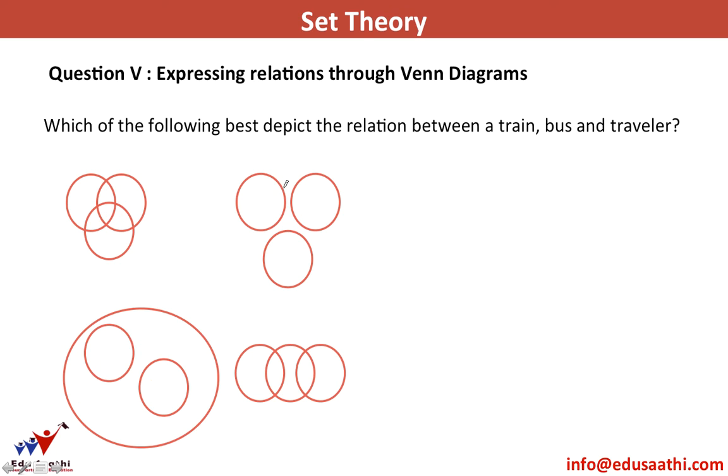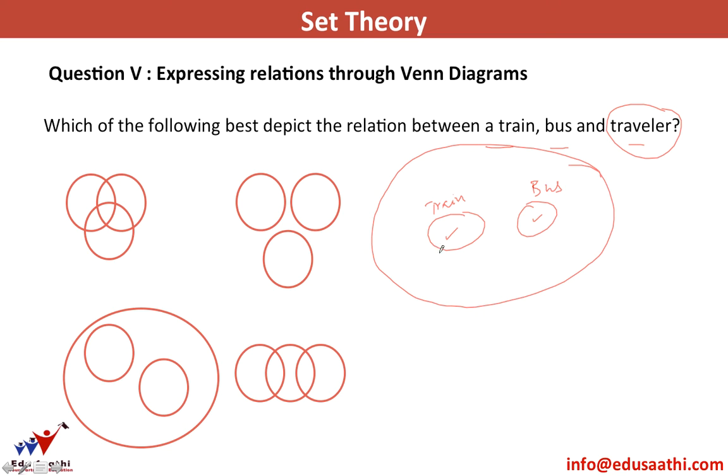Let's try the last question for this video lecture. Which one of the following best depicts the relation between a train, bus and a traveler? Now, train and bus are definitely two different things. A train cannot be a bus and a bus cannot be a train. So, there will be no intersection between a train and a bus. Now, a traveler uses both these modes of transportation to travel. So, a traveler will be a bigger circle circumscribing both these smaller circles. So, this is a traveler. So, what is the correct option here? This one. I hope you enjoyed the lecture.